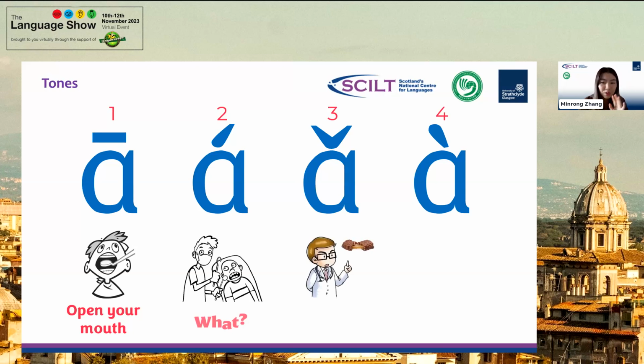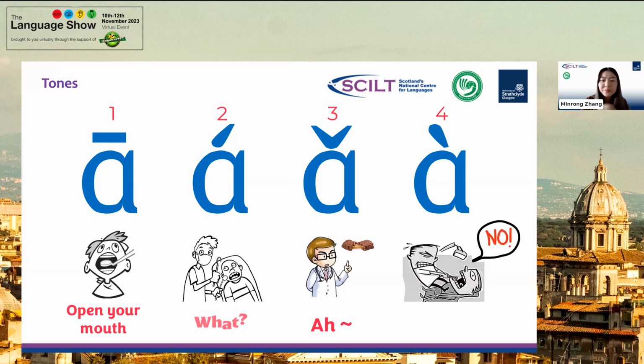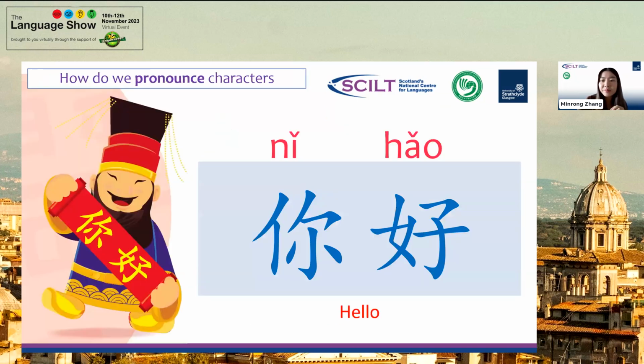It's because you eat too much chocolate. So the third tone is falling down and rising up. And the last tone, oh, you need to have some work done right now. And you're like, no. So the last tone is falling down, falling down. Okay. So these are the 4 tones of Mandarin Pinyin.